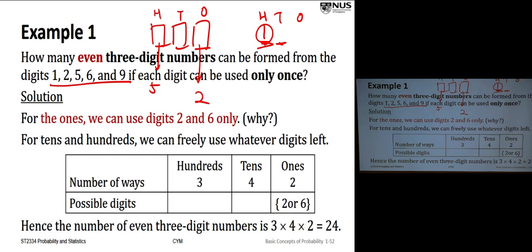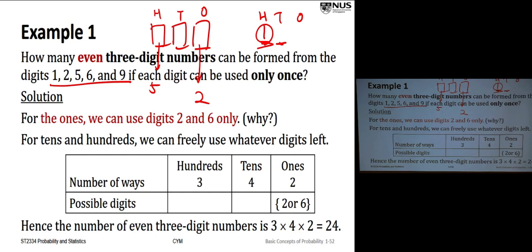Now, the hundreds place is important because it's one of the criteria, 3-digit numbers. But after you fill up the ones place, the remaining set, it doesn't matter whether you took a 2 or you took a 6. The remaining 4 digits can be used to fill up the hundreds place. So it doesn't matter. Even if you don't fill the hundreds place and you fill in the tens place first, the remaining set of digits is still able to fill the hundreds place. The only problems arise when you have a 0 there. Then you have to be careful. So in this case, it doesn't matter whether you fill the hundreds place or the tens place.